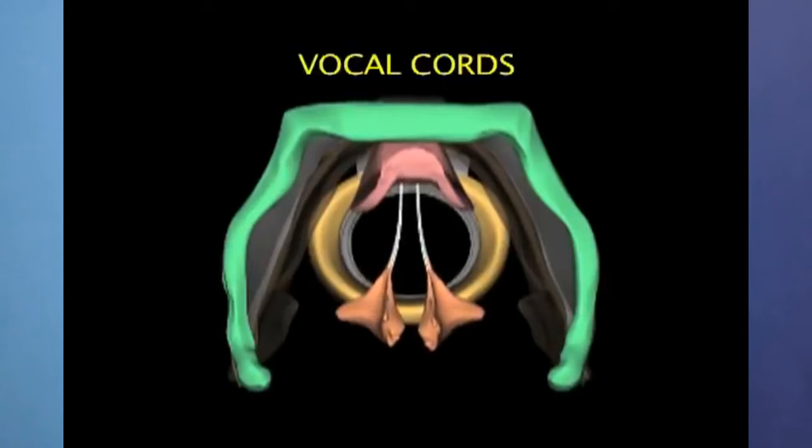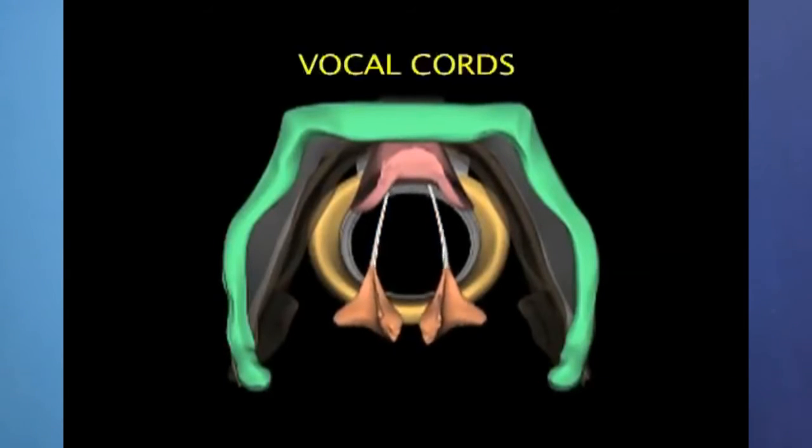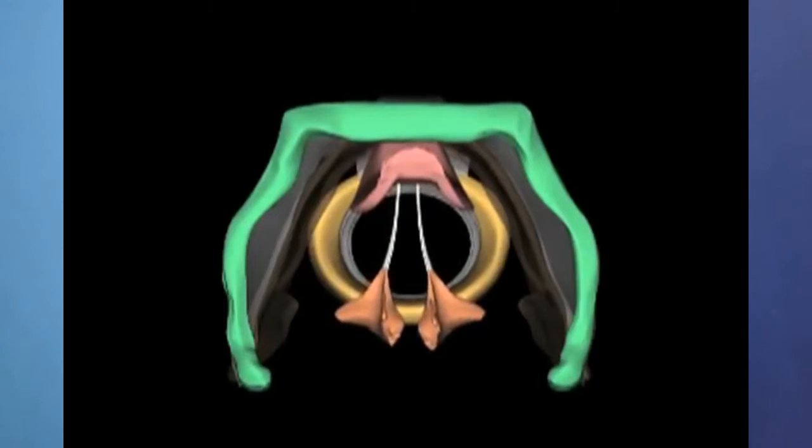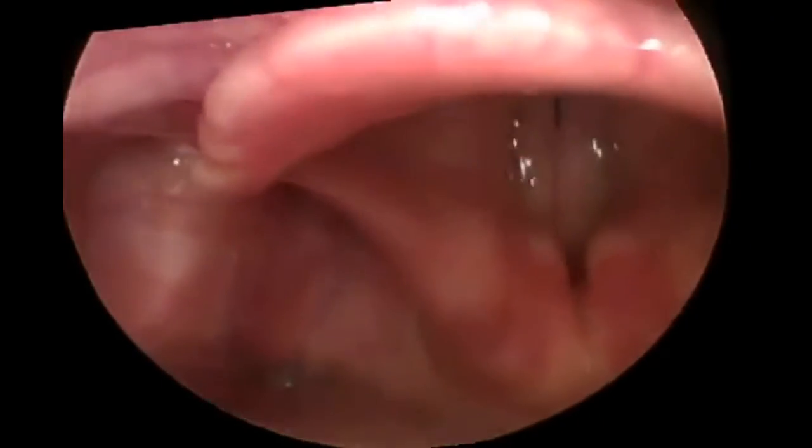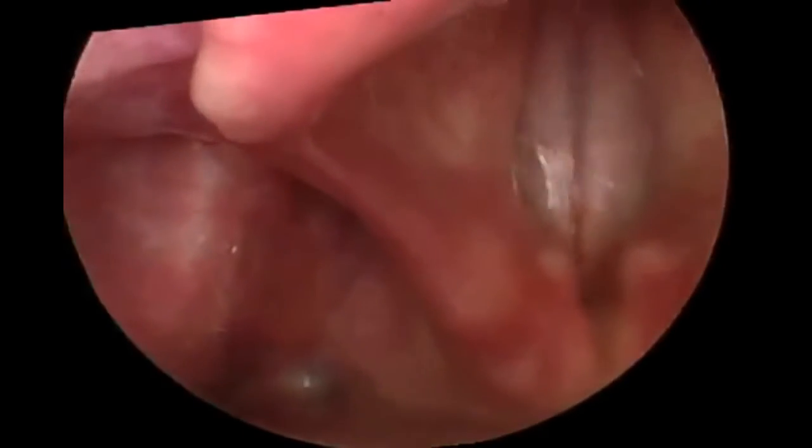As you breathe in, they come out like this. As you breathe out, they come together like this. And as they wiggle, they make the sound of your voice. And if you'd like to see that happening, here is a guy with a camera in his throat. Yes, you can do that. Who is talking. And take a breath. Again. All right.